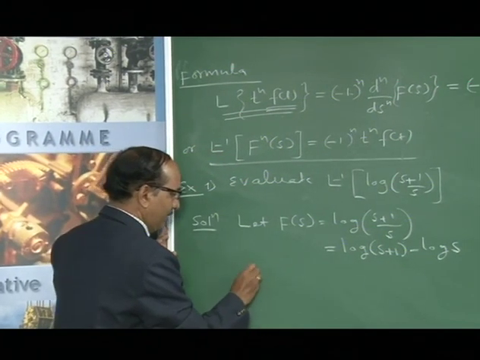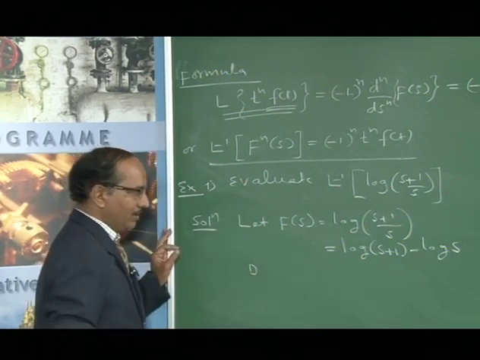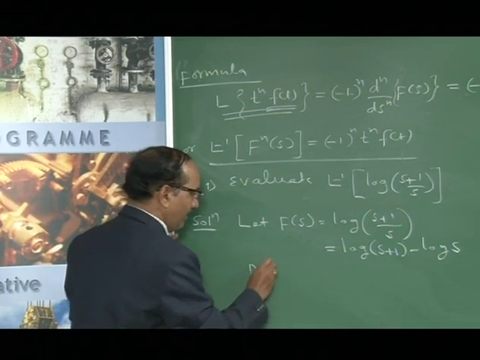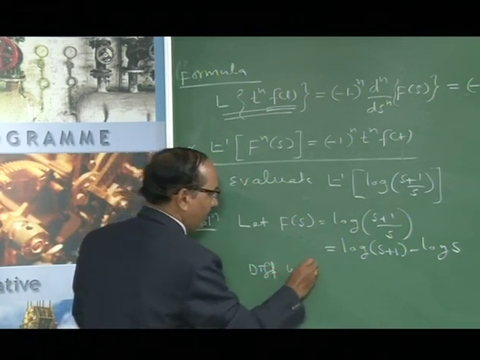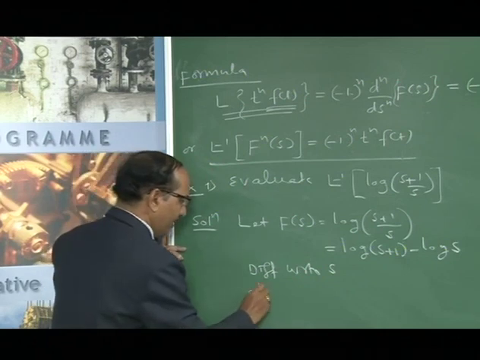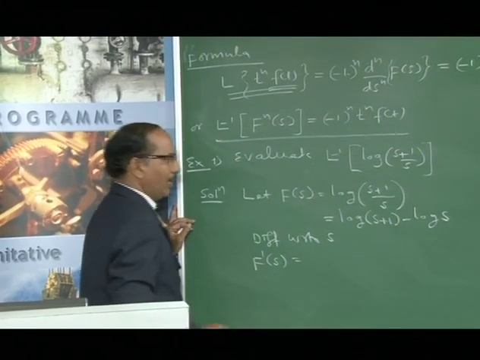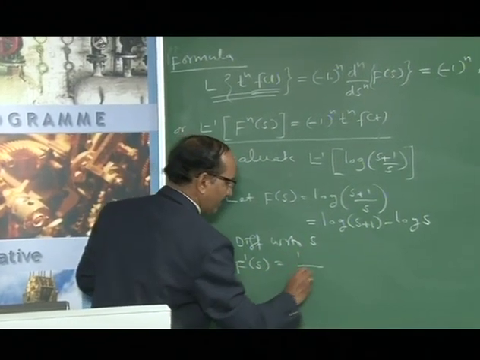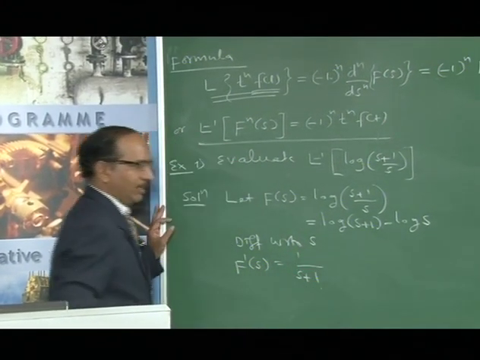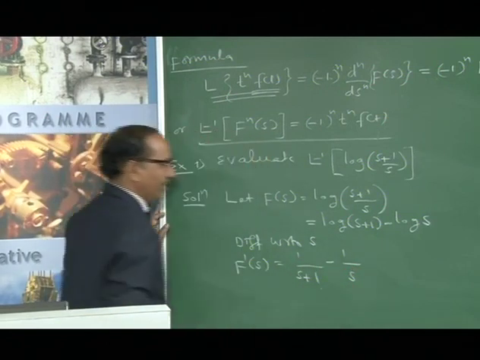For that I can see by differentiating. After the differentiation, check whether the inverse formulas are available or not. Differentiating with respect to s, I write f of s differentiation as f dash s or f1 s. Log of (s plus 1) differentiation is 1 divided by s plus 1. It is simple. Similarly, log s is 1 by s.